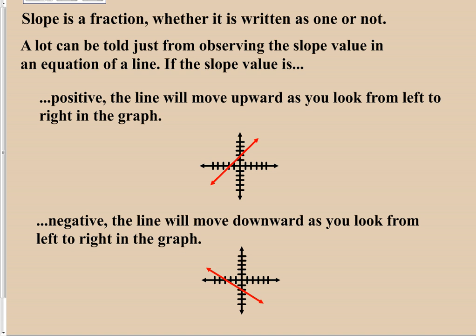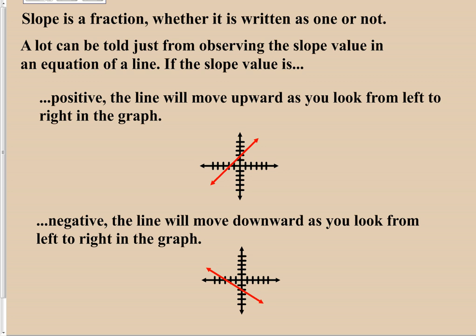Okay, now slope is a fraction whether it's written as 1 or not, as is indicated by the formula, change in y over change in x. So we should expect it to be a ratio, even if it's not written as 1. Of course, remember, anything that does not expressly have a denominator automatically has a 1 in the denominator.